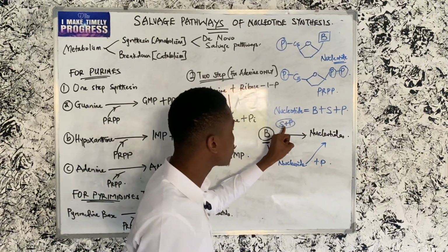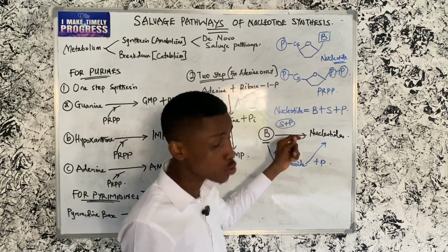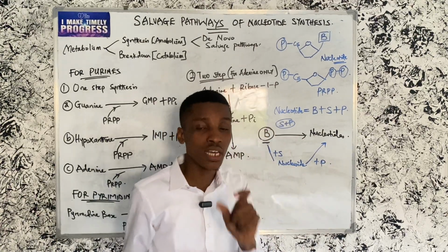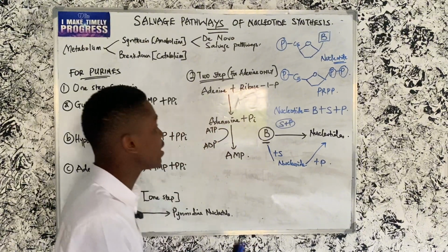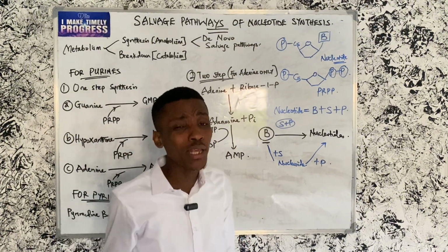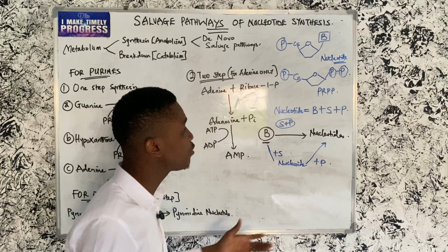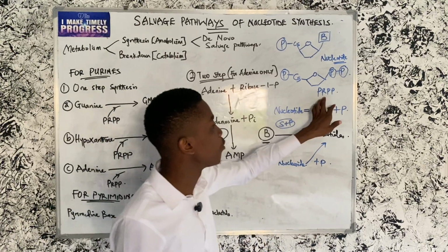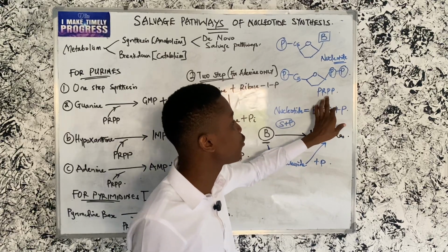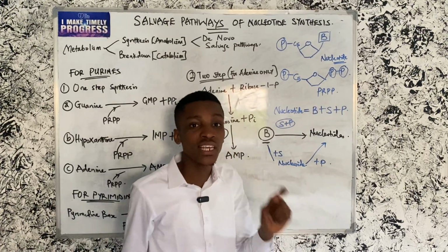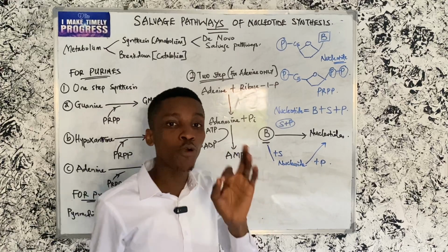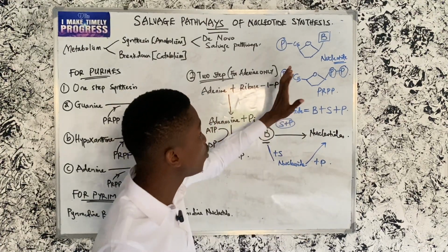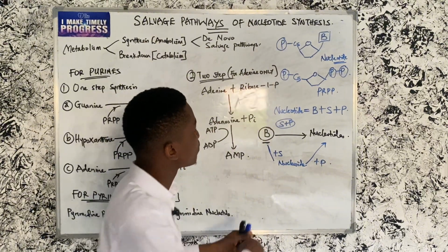But I can add sugar and phosphate at once to a base to form a nucleotide, and that will be called one-step synthesis. Usually, in biochemistry, the only donor of phosphate and sugar at the same time is a molecule called phosphoribosyl pyrophosphate, PRPP. And if you look at the structure, observe something.